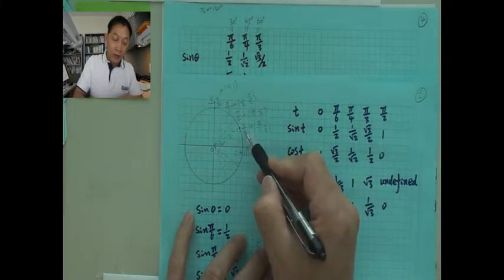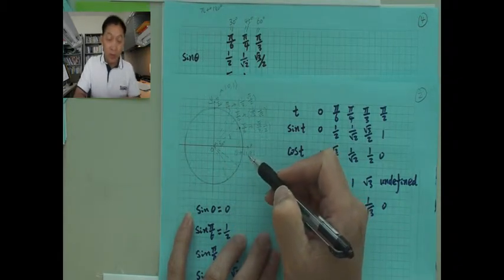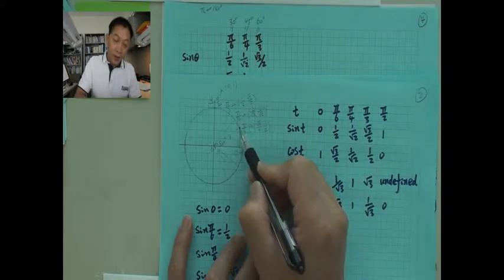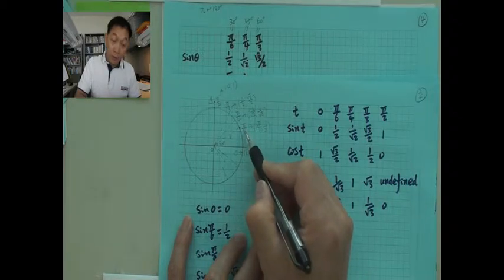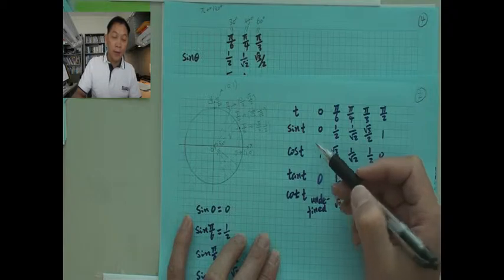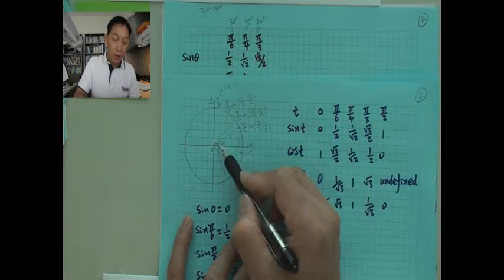Here pi over 6 corresponds to 30 degrees, but if you remember the definition for the radians, the length of the arc is also pi over 6. Now, here is pi over 4, that corresponds to 45 degrees.